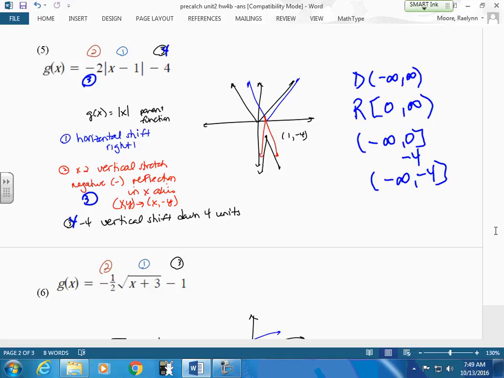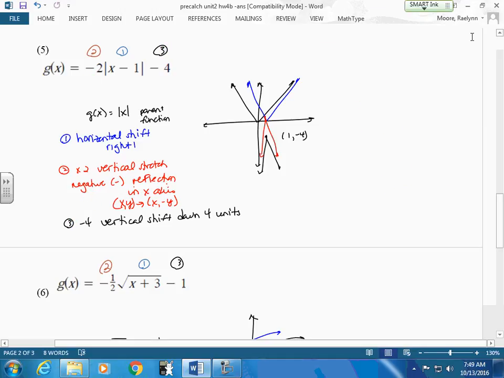And when you sketch this, just remember that a stretch gives you a narrower graph. A shrink gives you a wider graph. So, if you're graphing this, you're going to see it on your calculator, but since you don't have a calculator, just kind of make sure it's a little narrower when you do a stretch, a little wider when you do a shrink. It's kind of the opposite way.